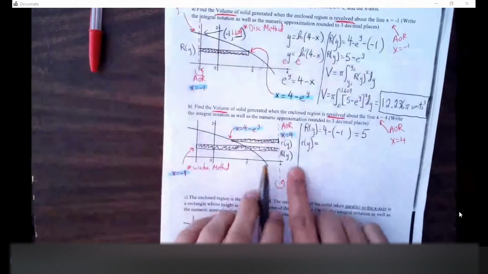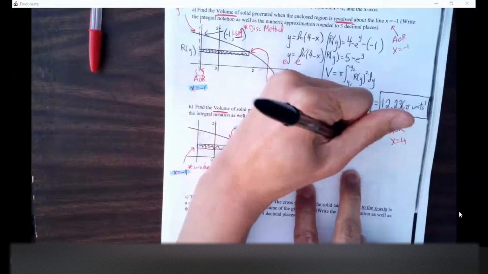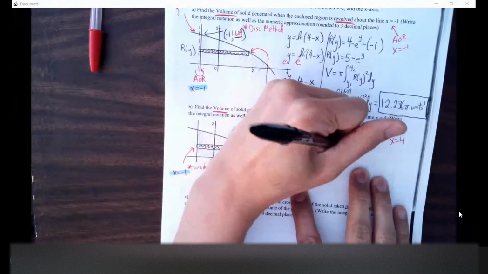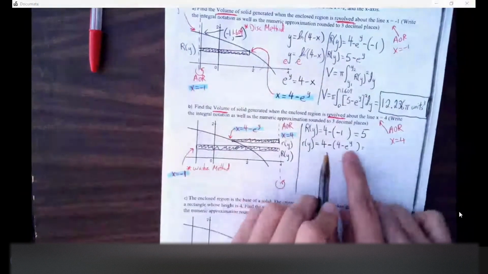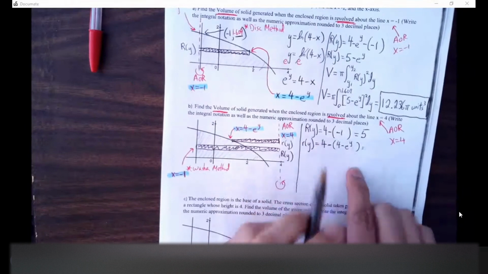Little radius. Right minus left, right endpoint is sitting at the 4, minus, in parentheses, the left endpoint of my little radius, which is sitting on the curve, which is 4 minus e to the y. If I distribute the negative through, I can combine some like terms here. 4 minus 4 is 0. The negative distributes, so the 2 negatives become positive, so the 4 goes away. I'm just left with positive e to the y.